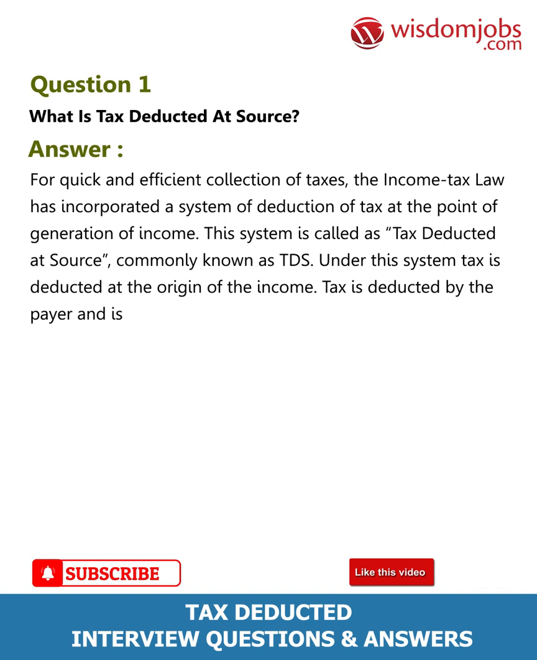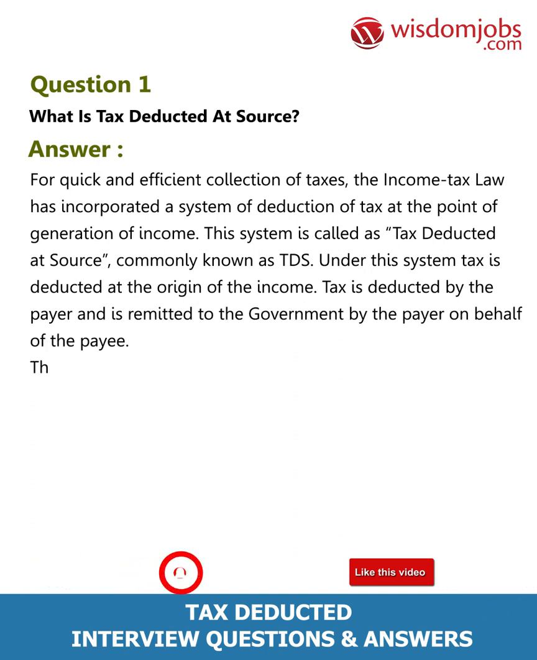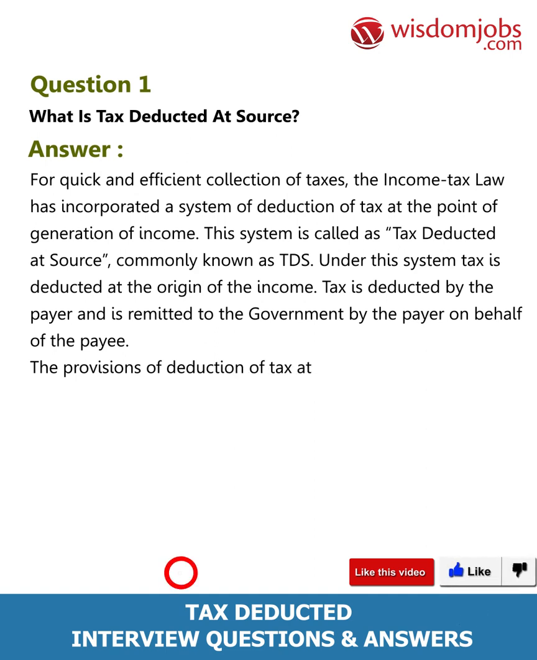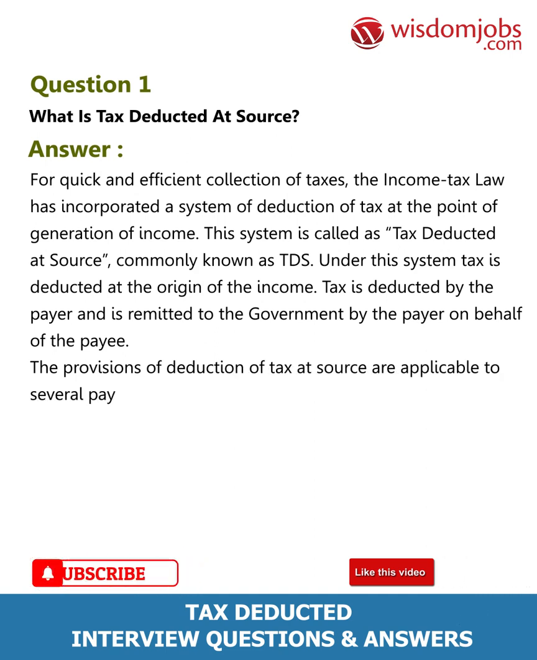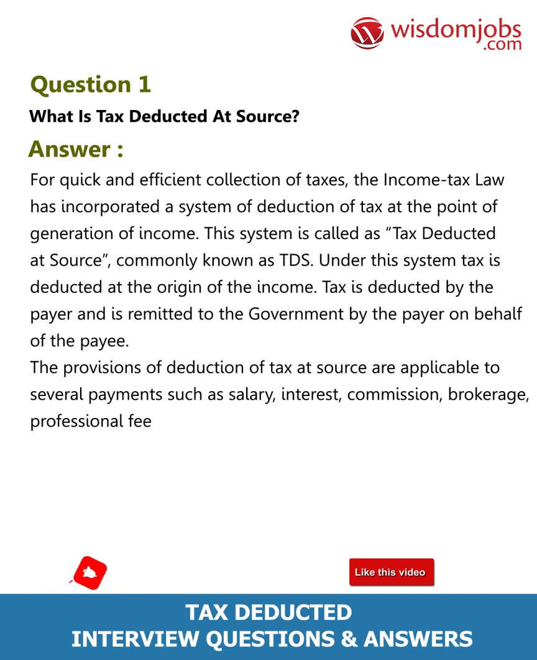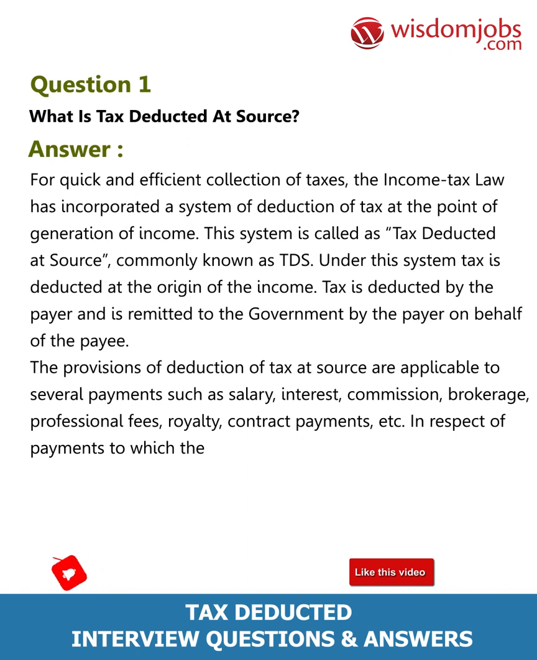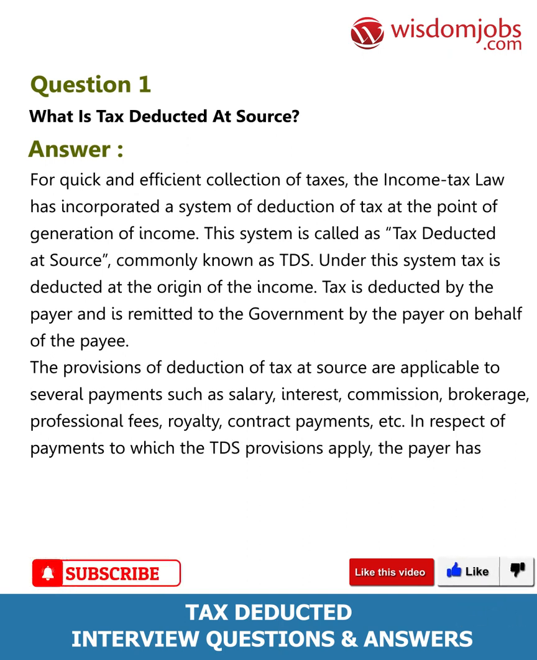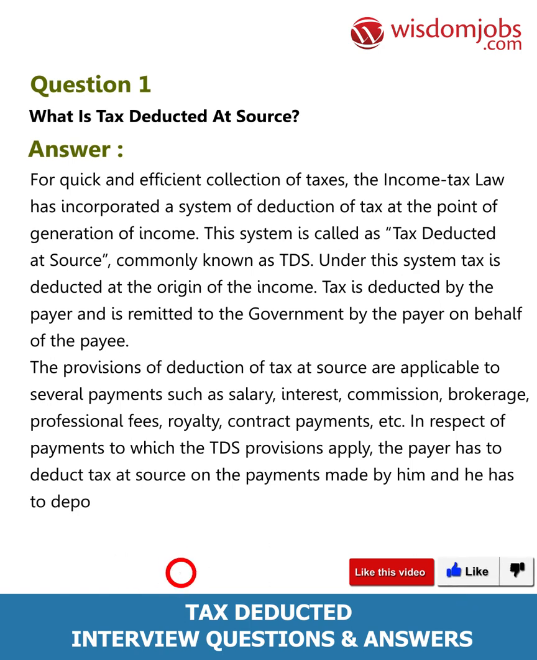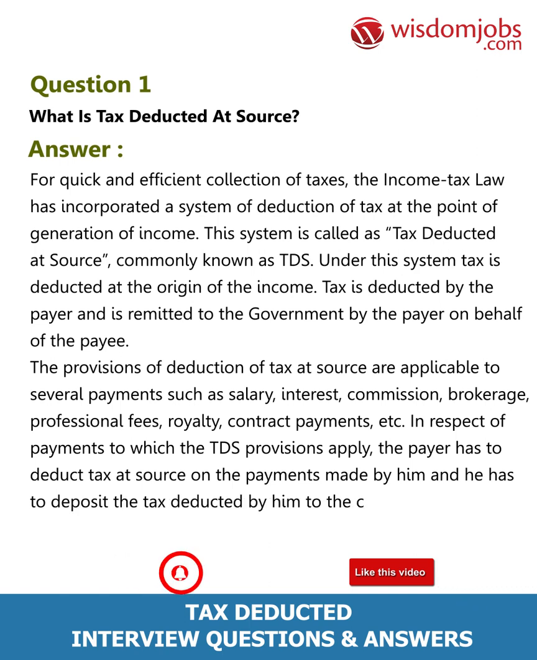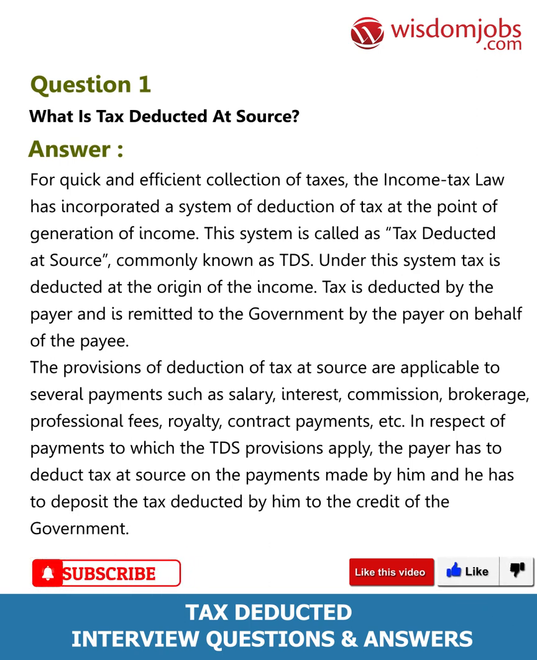Under this system, tax is deducted at the origin of the income. Tax is deducted by the payer and is remitted to the government by the payer on behalf of the payee. The provisions of deduction of tax at source are applicable to several payments such as salary, interest, commission, brokerage, professional fees, royalty, contract payments, etc. In respect of payments to which the TDS provisions apply, the payer has to deduct tax at source on the payments made by him, and he has to deposit the tax deducted by him to the credit of the government.